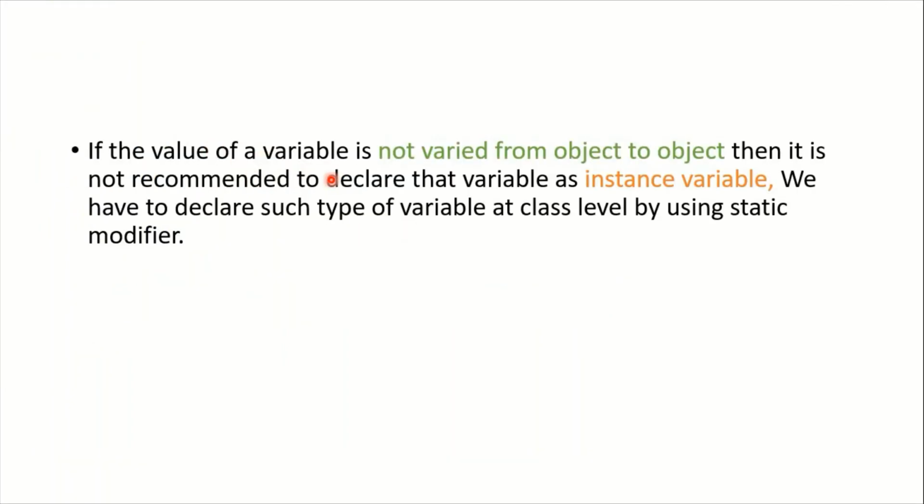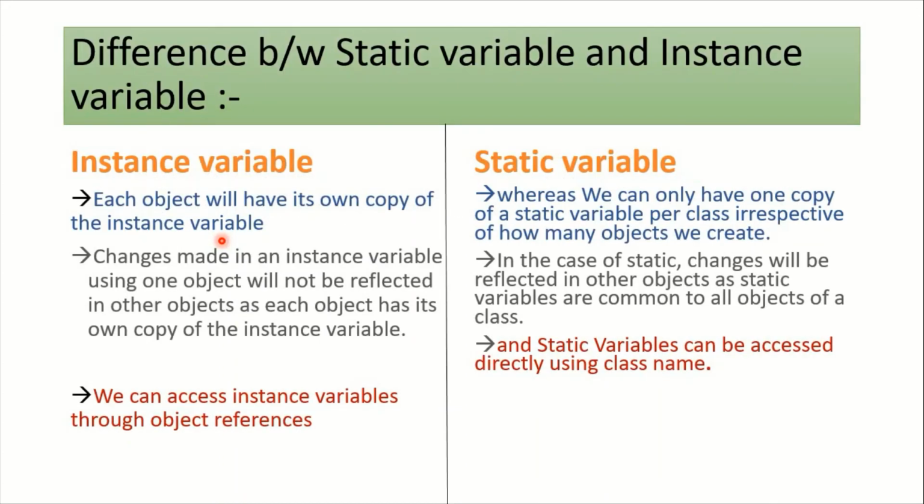So, if the value of a variable does not vary from object to object, then it is not recommended to declare that variable as an instance variable. We have to declare such a variable at class level by using the static modifier for saving memory, like we have done in the case of the school name, because school name was the same for all the students. Next difference between static variable and instance variable: in an instance variable, each object will have its own copy, but in the case of a static variable, we can only have one copy of a static variable per class, irrespective of how many objects we create.